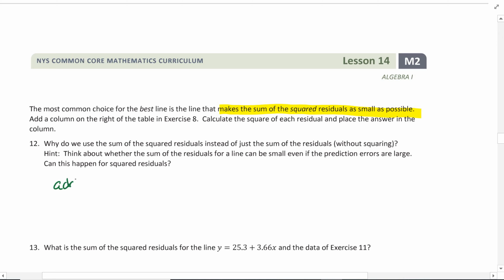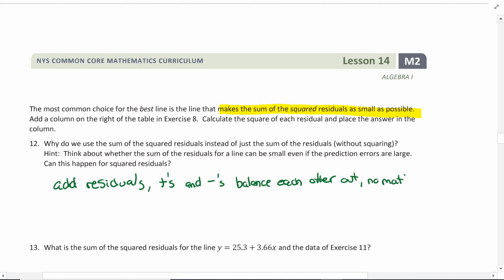So when you add residuals, positives and negatives balance each other out, no matter the error. But when you add sums together of squared residuals, it still shows the distance, but they won't balance each other out, so you can still see which point is close, which one's not.